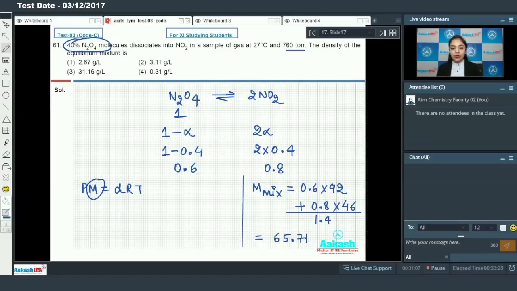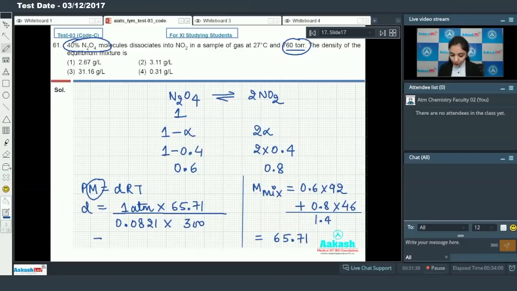So now substitute all the values in the equation, you will get the density of the equilibrium mixture. So the density will be equal to pressure, that is 760 torr. So convert this into atm. So in atm it will be 1 atm. So pressure is 1 atm into the molar mass of the mixture, that is 65.71, divided by R, that is 0.0821, into temperature but in Kelvin. So it is 300 Kelvin. So if we calculate, the density will come out to be 2.67 gram per liter. So option number 1 is the correct answer.